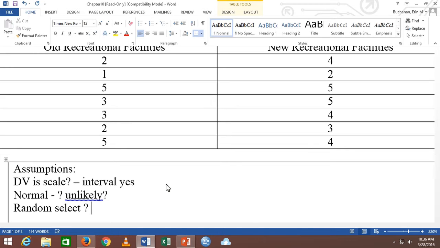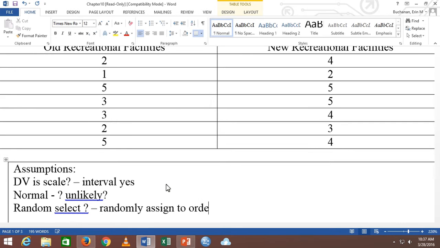Can we randomly select? Well, kind of. Maybe. I mean, we do have access to the entire population, but more than likely what they did was just scratch people as they were walking out of the gym. Right? So we can't take everybody at the university, because some of you have never seen the old one. Some of the students who graduated have never seen the new one. So we've got a slice of students that did use both.